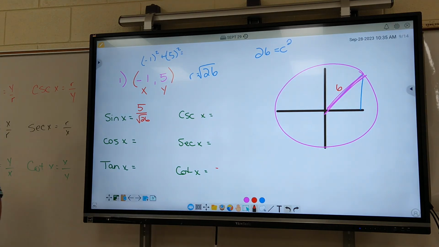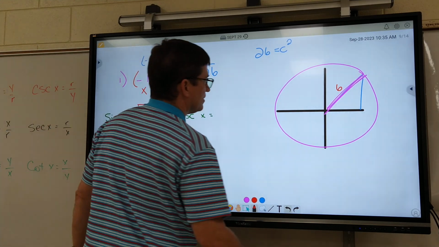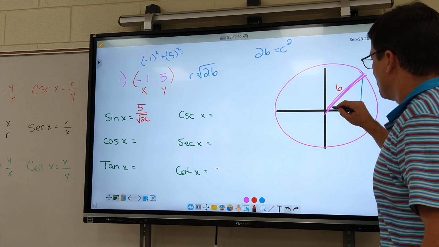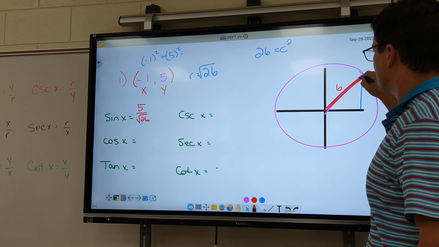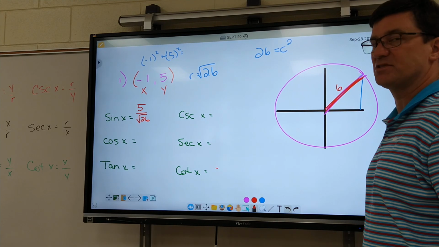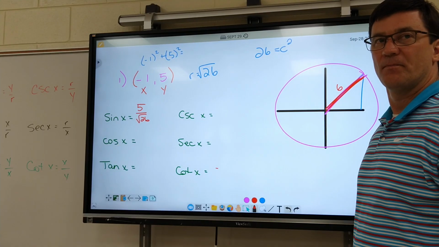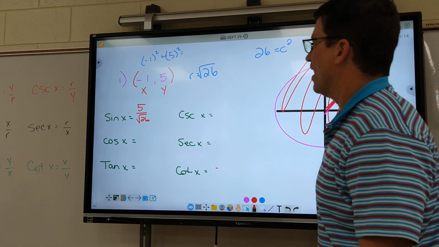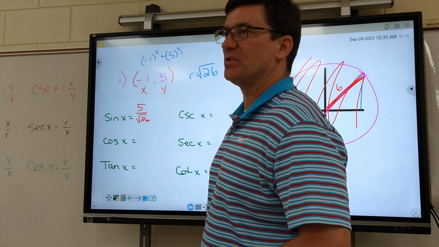Go ahead, Lane. The 6, now what if it was 35? Then your radius would be 35. What I was just trying to show you is whatever the length of the hypotenuse of the triangle is, that's the same thing as the radius of your circle. So we don't have to write that now? Not right now. You don't need any of that right now. We'll need it later.